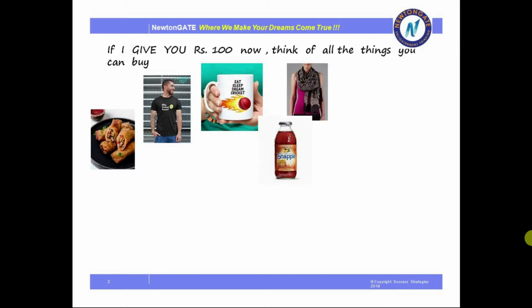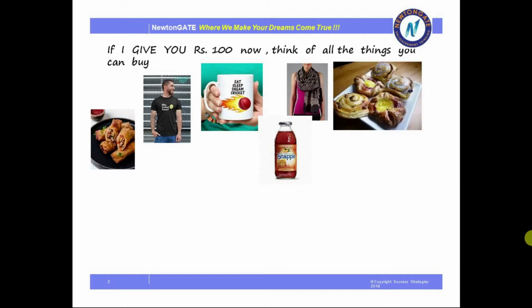A good stole for the winter season? Yes, sure. And the pastries you saw last week in the shop, that also can be bought by rupees 100. And we can also get many gifts for giving to the friends. So here, as you can see, there is a list of things I have given you which you can get for rupees 100 now. But think of 1 year later. What do you think? Will you still be able to buy all these things on rupees 100?